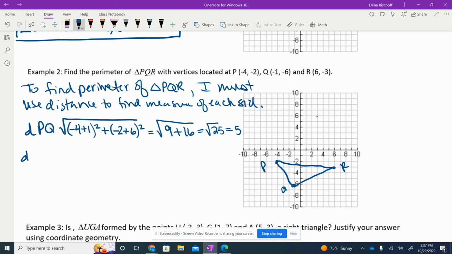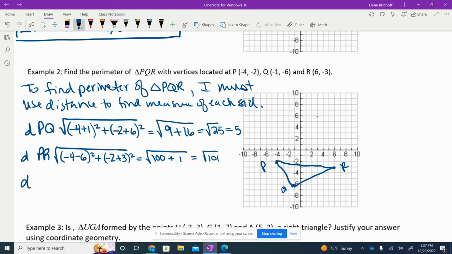Now let's find the distance of P to R. Okay, so I have -4 minus 6, the quantity squared, plus -2 minus a negative, which is +3, the quantity squared. So -4 minus 6 is -10, squared is 100. -2 plus 3 is 1, squared is 1. So that is the square root of 101. Cannot be simplified. And then the last one is the distance from R to Q.